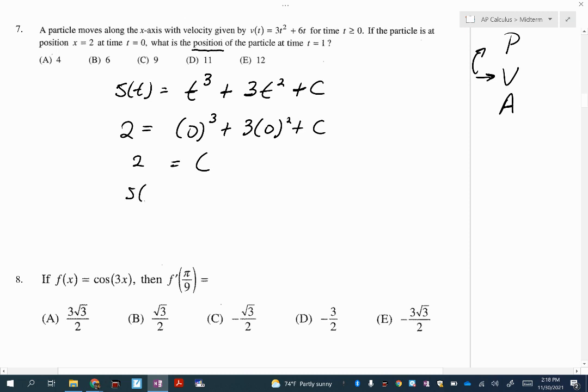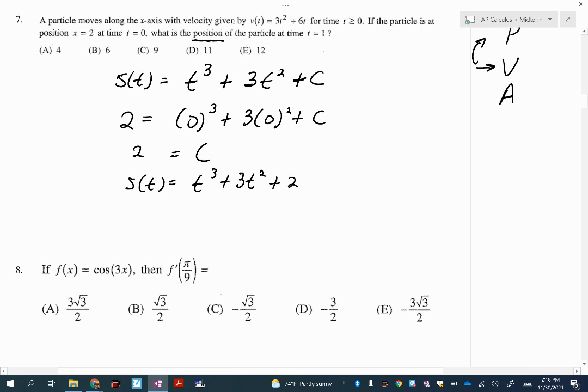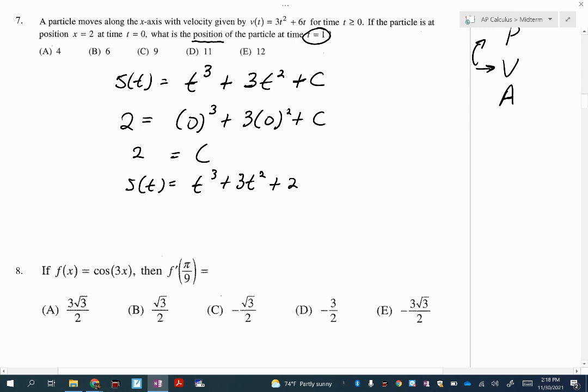So now I'm going to copy down my position function now that I have all the pieces here. And we want to find the position when time is equal to 1. So I'm going to evaluate this position function when time is 1. All right, and doing that simple algebra gives me 1 plus 3 plus 2, which is 6.